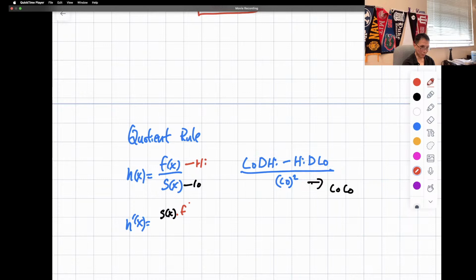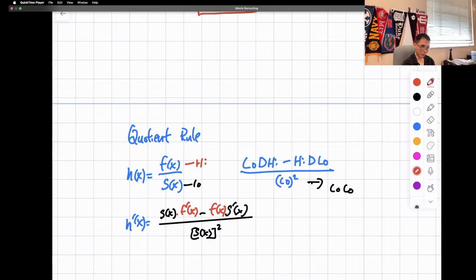Times f prime of x. It has to be in this order. It has to be low d high minus high d low, not high d low minus low d high. So you have to be in the correct order. And you gotta say low d high minus high d low, over low low, which in this case is g of x squared.